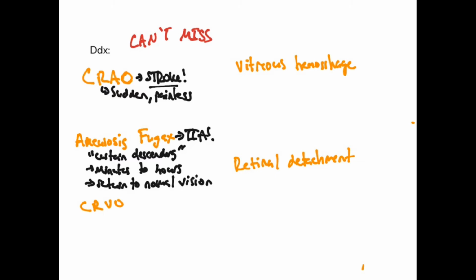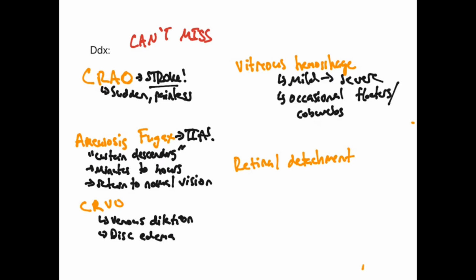Another possibility for us is central retinal vein occlusion, also presenting with painless vision loss unilaterally. On slit lamp, you'd see venous dilation and disc edema. Vitreous hemorrhage, often caused by poor vessel quality due to poorly controlled diabetes, is definitely a possibility. The vision loss can be mild or severe, and occasionally patients will see floaters or cobwebs. Finally, we have retinal detachment. Often patients will describe a filmy, cloudy vision.